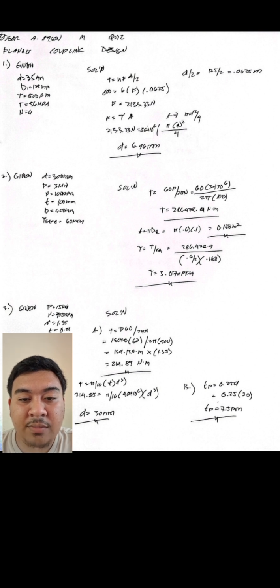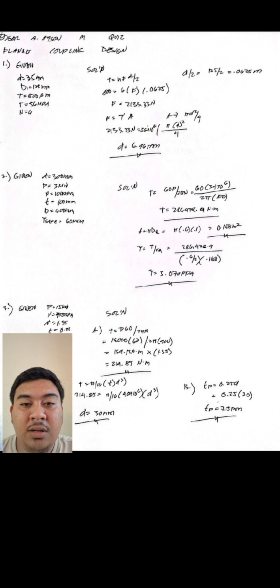So the givens are: shaft diameter 35, pitch 125, number of bolts 6, torque of 800 Newton meters, and shear stress of 56 MPa. First we determine the radius of the circle. 125 over 2 is equal to 62.5, which is 0.0625 meter. So the torque equation is torque is equal to NFR.